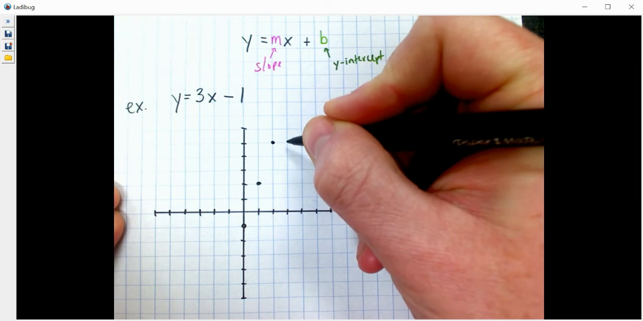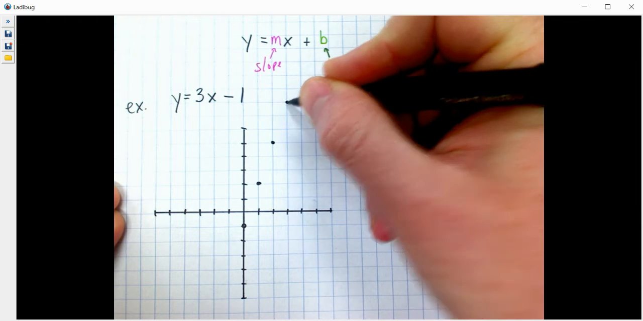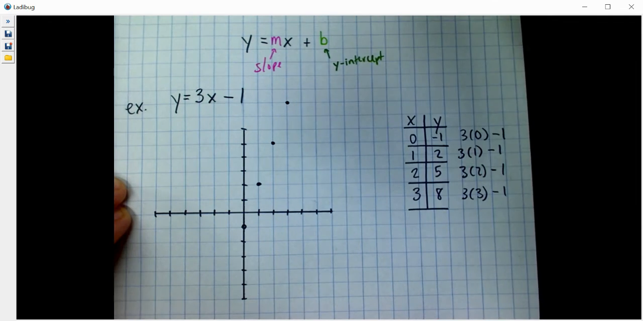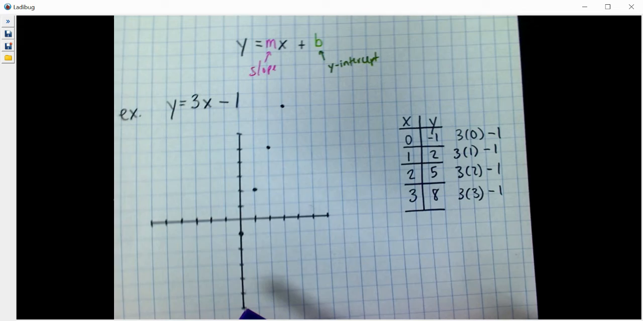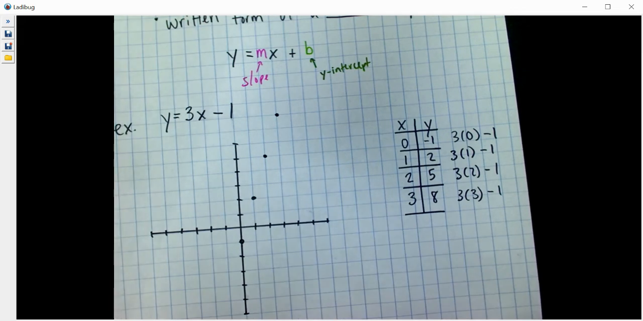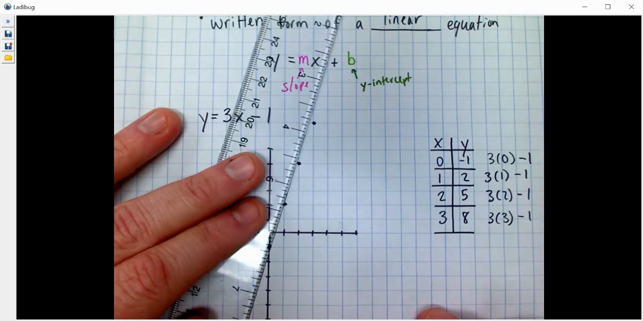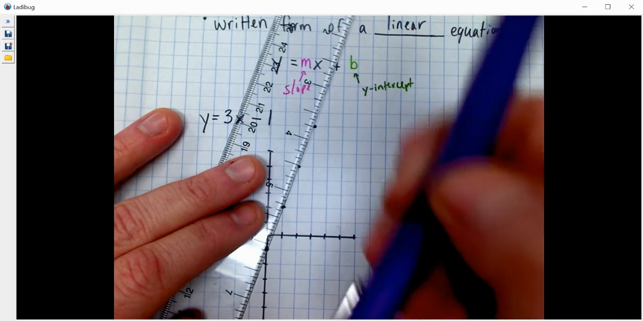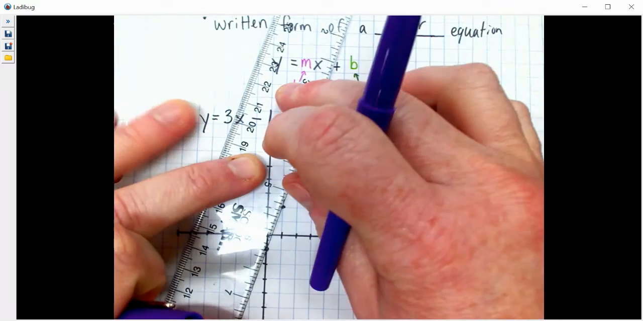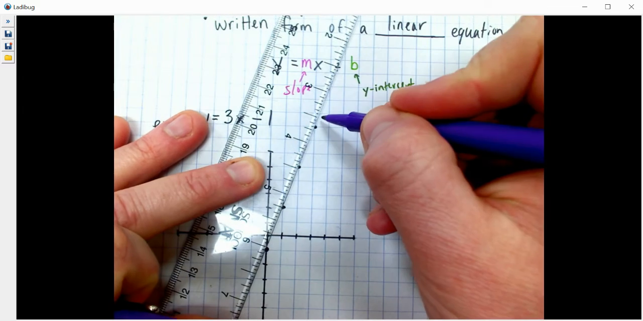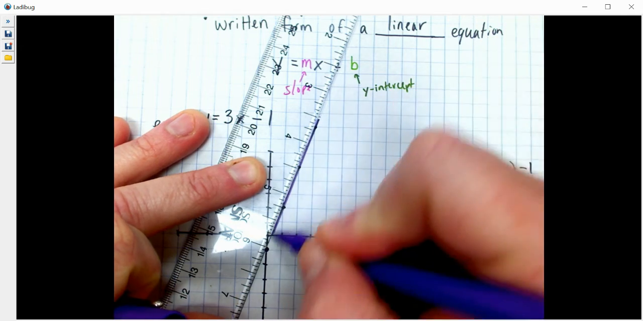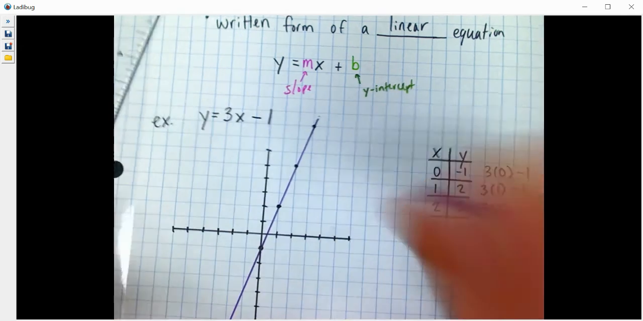1, 2, 3, 4, 5. All the way up here. Now I have my pairs graphed on my coordinate plane, and all I need to do is connect them to form my line. So you can see it goes just like this in all directions.